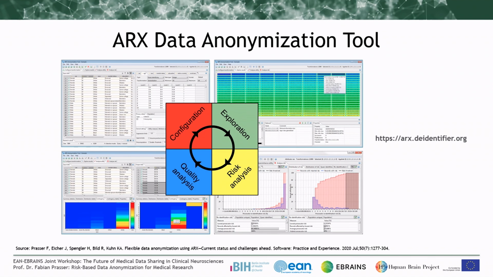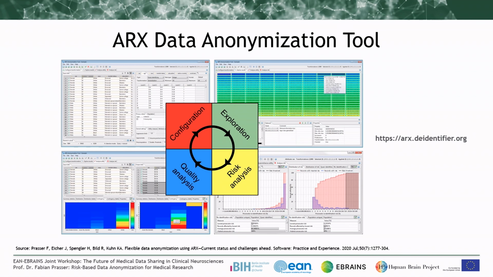Finally, to support a semi-automated approach for trading off risks and usefulness, ARX supports several optimization algorithms that can use more than 10 different models for quantifying the utility of data, including general-purpose methods reflecting data fidelity or changes to value distributions, as well as application-specific models, for example, for creating privacy-preserving machine learning models.